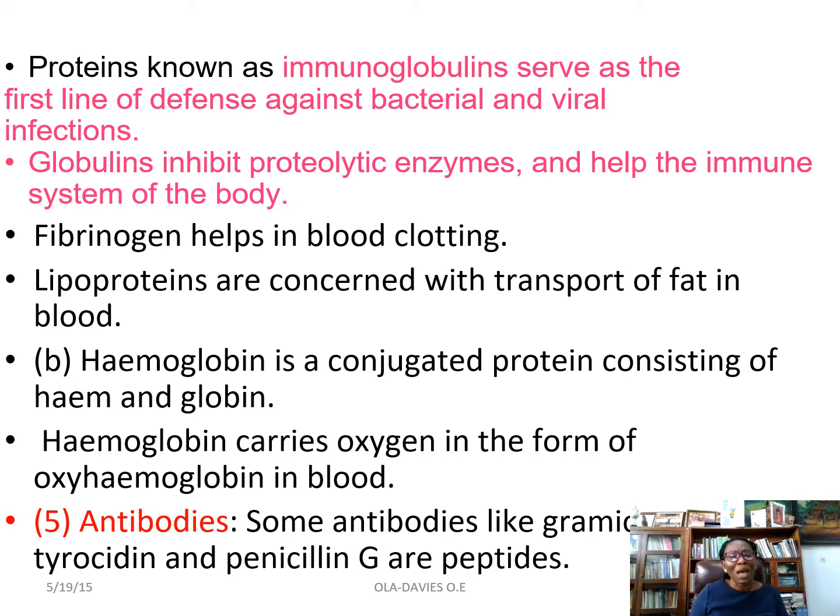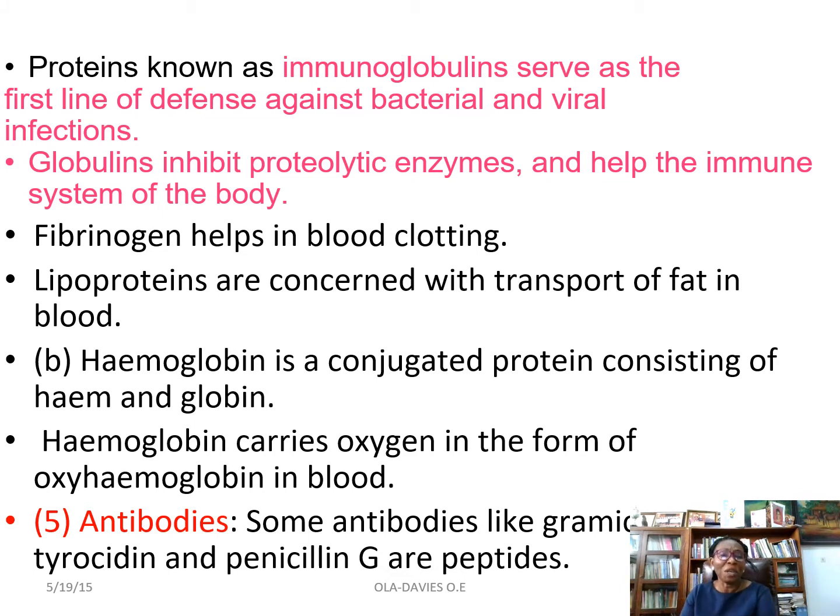Some proteins are known as immunoglobulins, and they serve as first line of defense against bacterial and viral infection. Globulins inhibit proteolytic enzymes and help the immune system of the body. Fibrinogen is a blood clotting factor. Lipoproteins are concerned with transport of fat in blood. That is how lipids are transported in blood. You don't get to see lipids just that way in blood. They are carried by proteins. So that shows they act in the transport system.